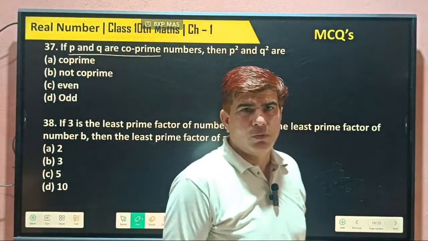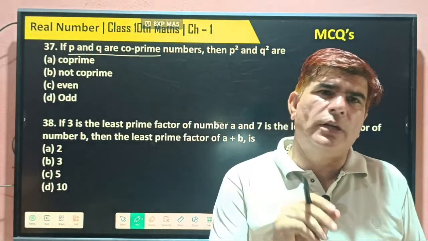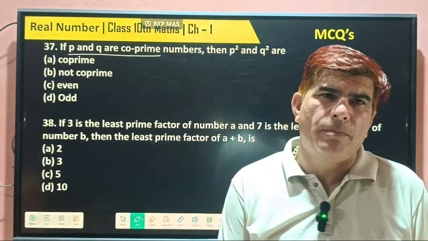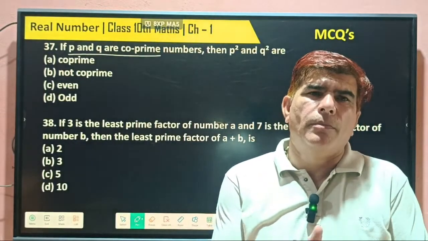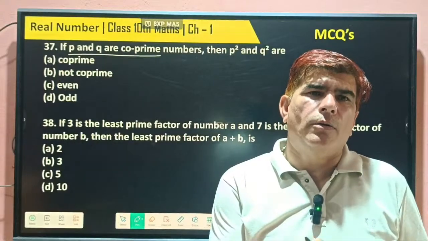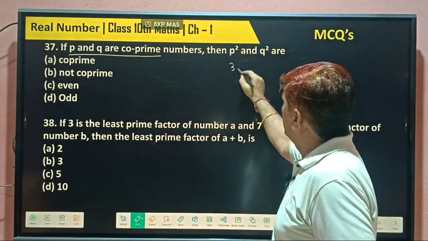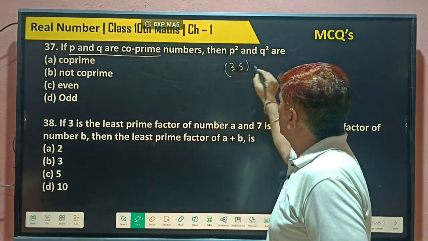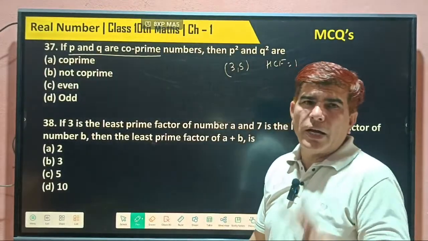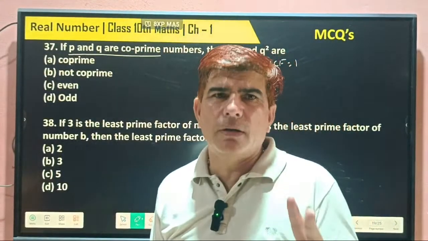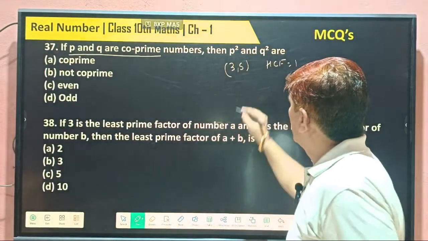Prime, you know, prime is having only two factors, one and itself. Co-prime is this: nothing is common between them, only one is common between them. So for example, you can take 3, 5. So what's their HCF? 1. If the HCF of two numbers is 1, so we can say they are co-prime.